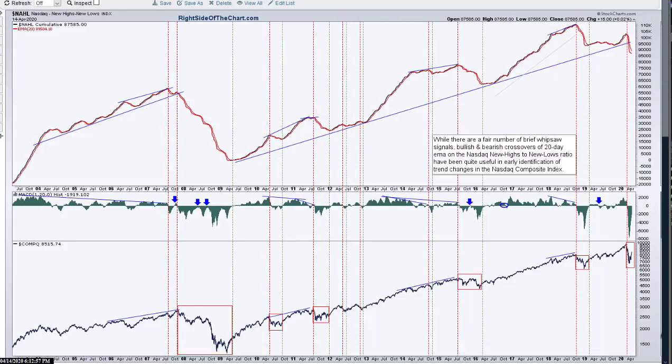And then finally, here's one more to look at. This is the NAHL, the Nasdaq New Highs versus New Lows Index. So very simple. You can see the indicator up here. What I do is use the new high, new low cumulative. I put it on a cumulative setting, and then I run a 20 EMA, exponential moving average, on top of it.